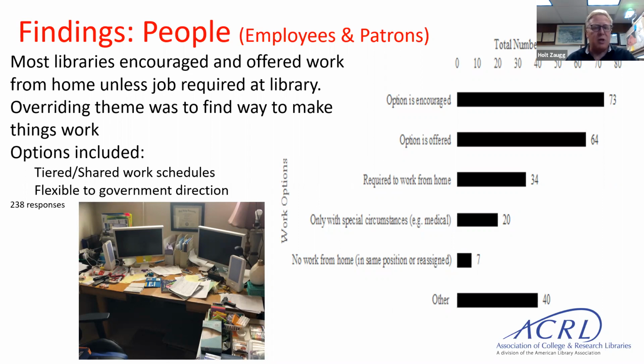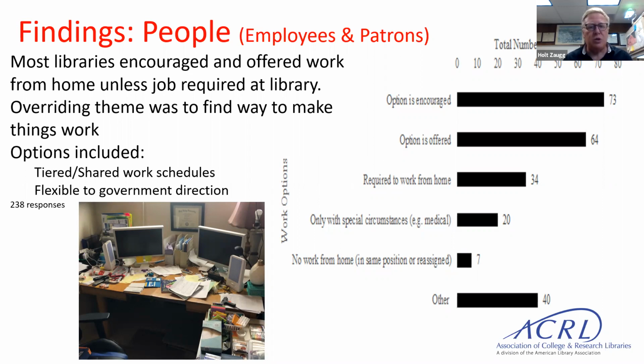So where there may be several people in one area, they alternated their schedules so that fewer people were in that area. So there were fewer people working together, and the things that they could do at home, they did at home, and left the things that they could only do at work. And all of them were very flexible to government direction, that when direction came out from the government, they looked to try and follow that.